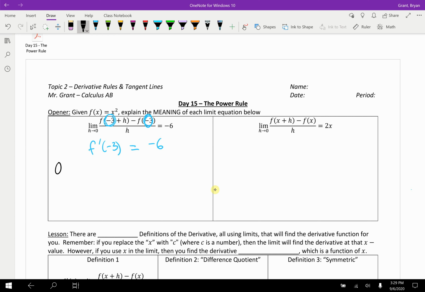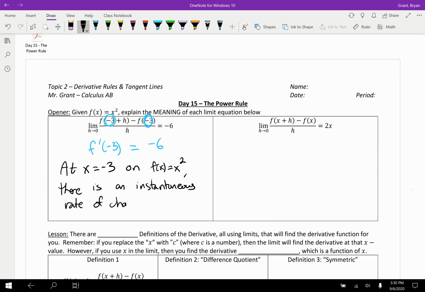Well, it says, maybe we should do something like this. At x equals -3 on f of x equals x squared, there is an instantaneous rate of change of -6. What else could we have said?